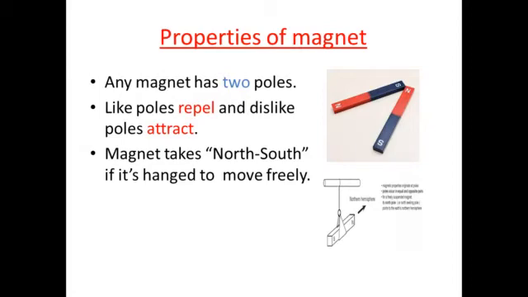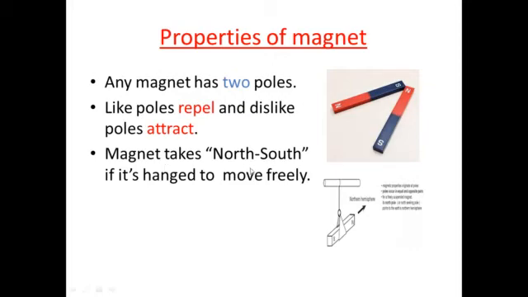What are the properties of a magnet? Any magnet has two poles, which are marked with N, which refers to the North Pole, and S, which refers to the South Pole. Like poles repel, and unlike poles attract. Like poles repel means that when the North Pole of one magnet is approached to the North Pole of another magnet, they repel. While when the North Pole is approached to the South Pole of another magnet, they are attracted to each other.